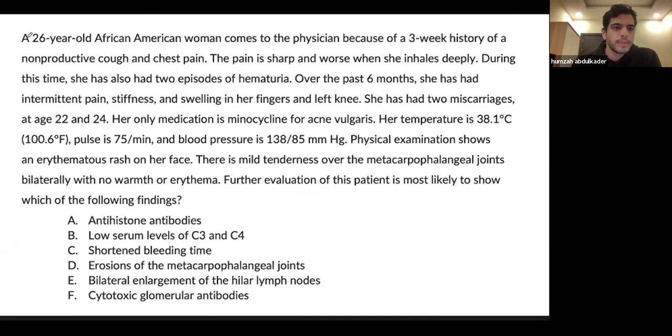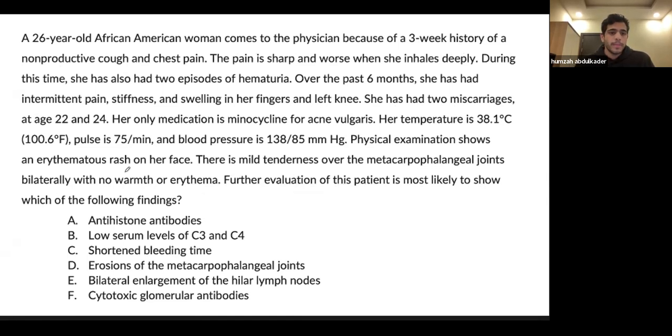Let me go through the question. A 26-year-old African-American woman comes to the physician because of a 3-week history of non-productive cough and chest pain. The pain is sharp and worse when she inhales. During this time, she has also had 2 episodes of hematuria. Over the past 6 months, she has had intermittent pain, stiffness, and swelling in her fingers and knees. She's had 2 miscarriages at age 22 and 24. Her only medication is minocycline for acne vulgaris.